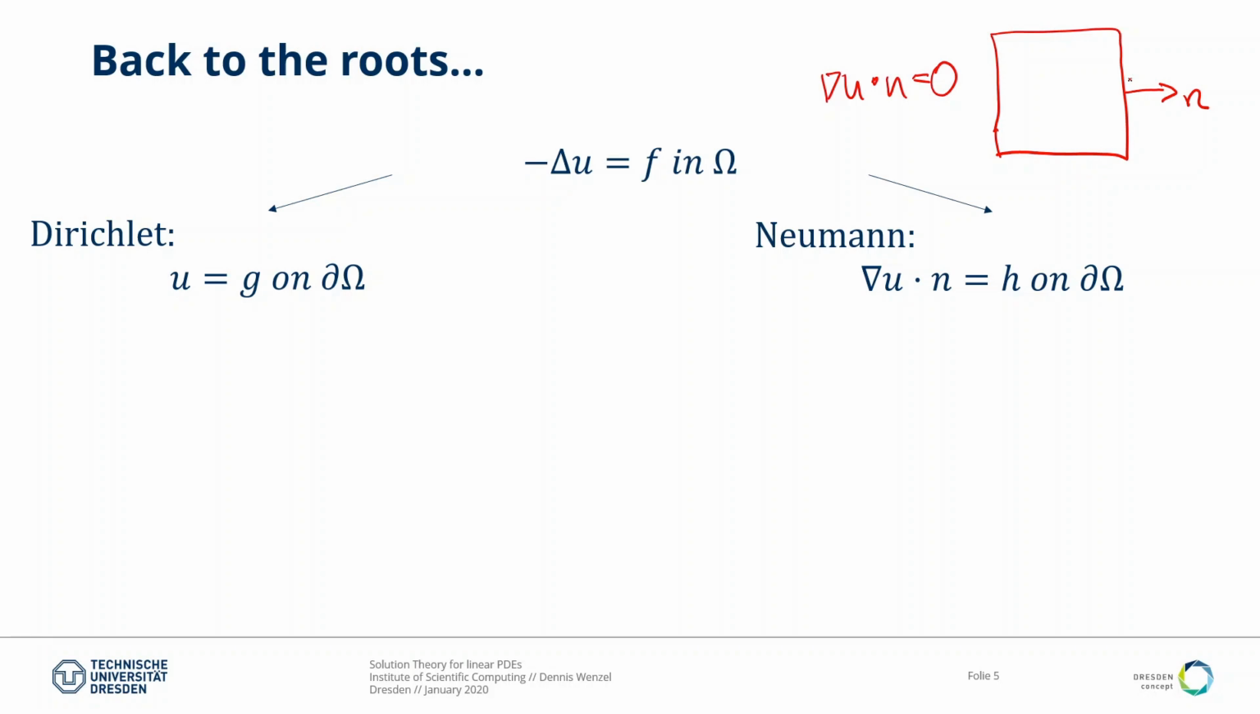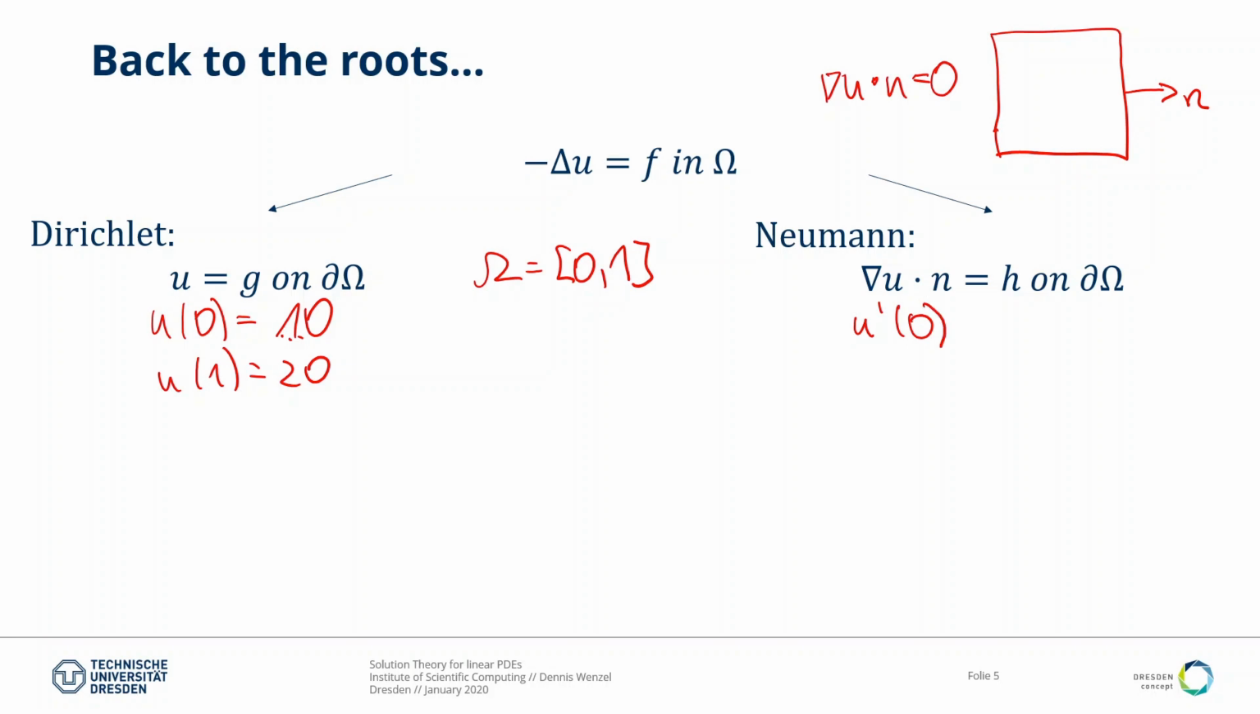And to make this a bit easier to understand, you could always think about a one-dimensional example. So if your domain omega in 1D is just an interval, then the Dirichlet boundary conditions say something like u of 0 is, let's say, 10, and u of 1 is 20. And then if you want to talk about Neumann boundary conditions in this 1D case, this would be u prime of 0 is something and u prime of 1 is something else.